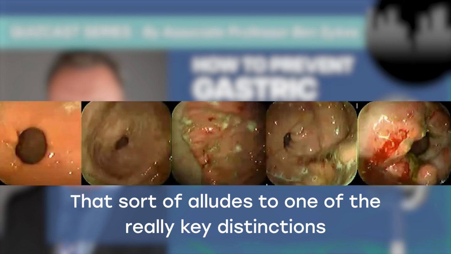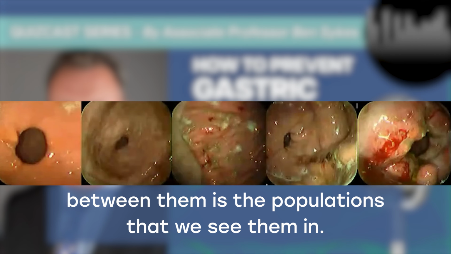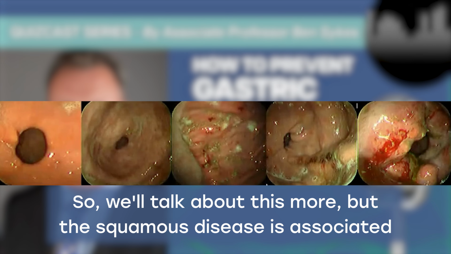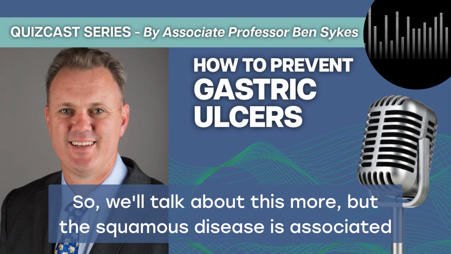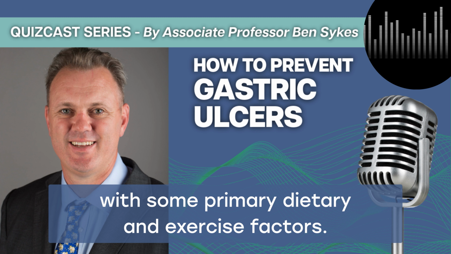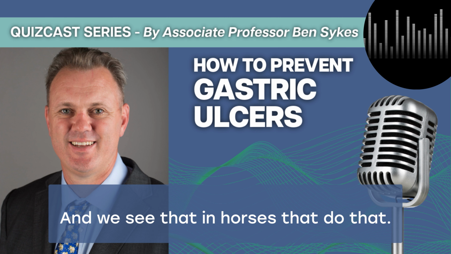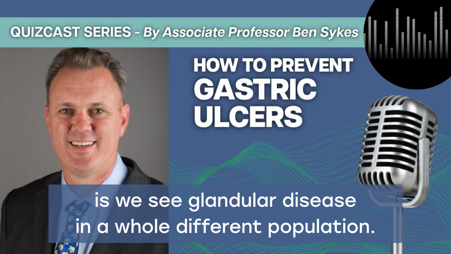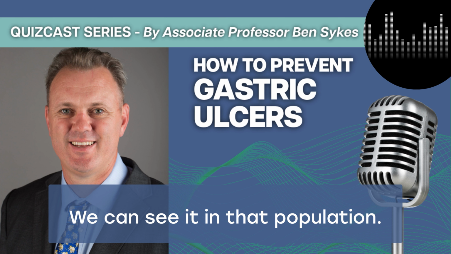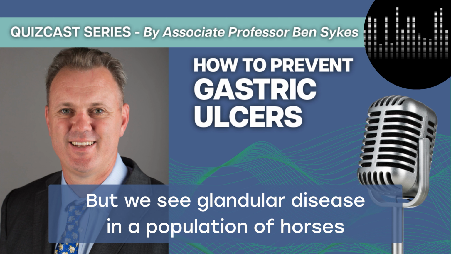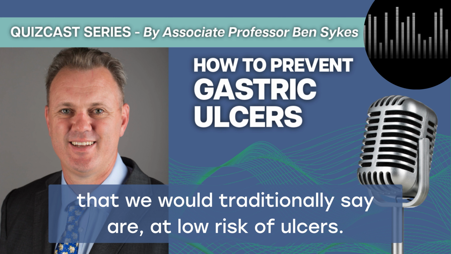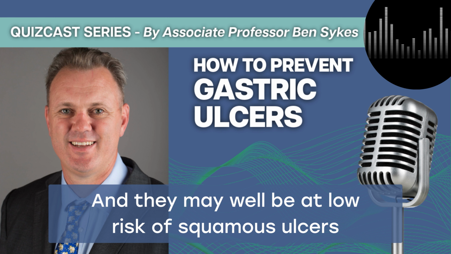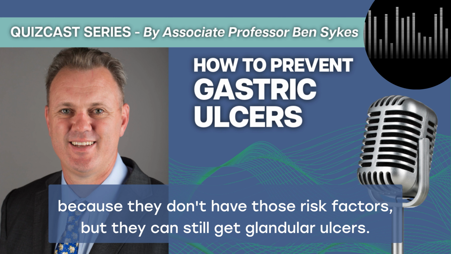That alludes to one of the really key distinctions between them, which is the populations that we see them in. We'll talk about this more, but the squamous disease is associated with some primary dietary and exercise factors, and we see that in horses that do that. A really important early take-home message is we see glandular disease in a whole different population. We can see it in that population, but we see glandular disease in a population of horses that we would traditionally say are at low risk of ulcers. And they may well be at low risk of squamous ulcers because they don't have those risk factors, but they can still get glandular ulcers.